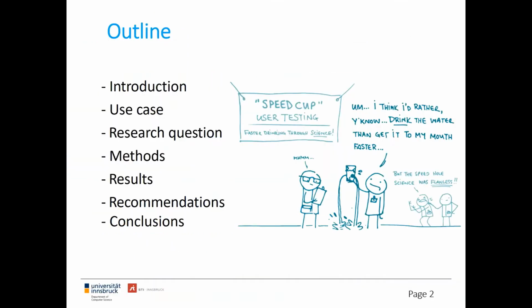So we give an overview on our work. There is introduction, use case, research question, methods, results, and recommendations and conclusions. Generally, the work is about usability and how to assess usability in social media systems. And well, with usability, like for example in this comic, it's not always solutions, of course.